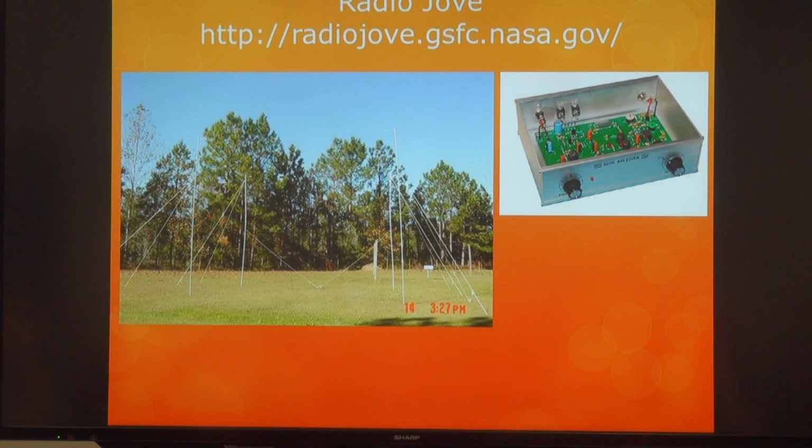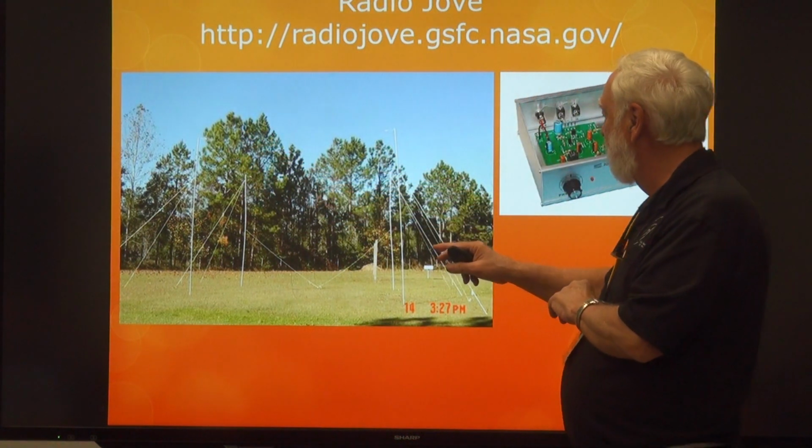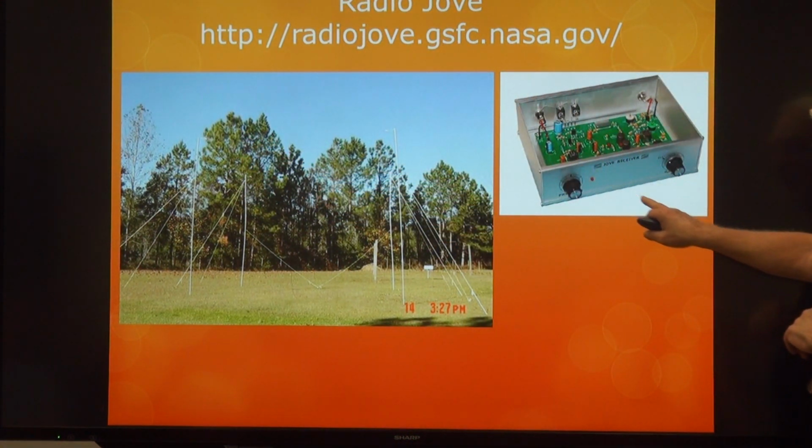All right, this is the Radio Jove setup. It uses a couple of wire antennas that are crossed and a small radio here.